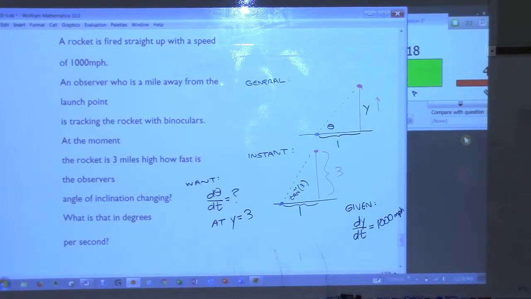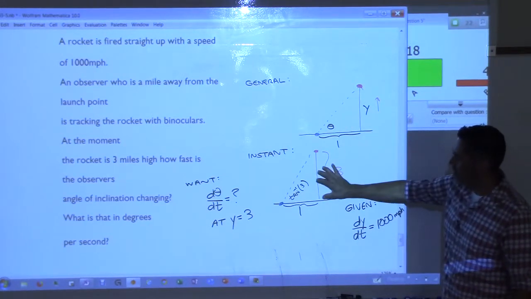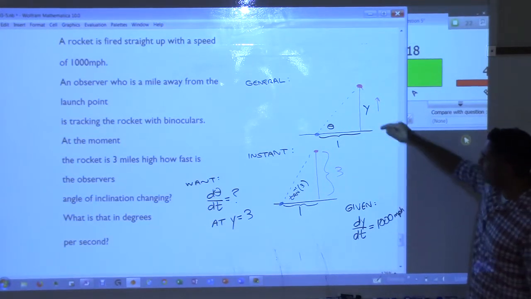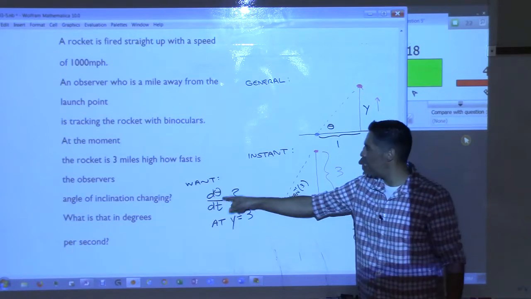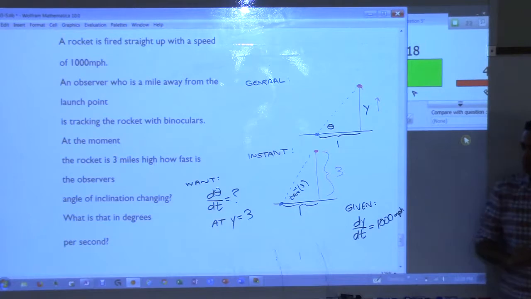Okay, I know this is kind of sloppy, but we have a picture, everything's moving, instant in time. We are given how fast y is changing. We want to know how fast theta is changing with respect to time at exactly the moment that the rocket's 3 miles high. Does that look like something from Cal 1, something that you may have done, or the way it was presented? Okay? So what's the next step? You have all this information. What's the next thing you need to move on with this problem?